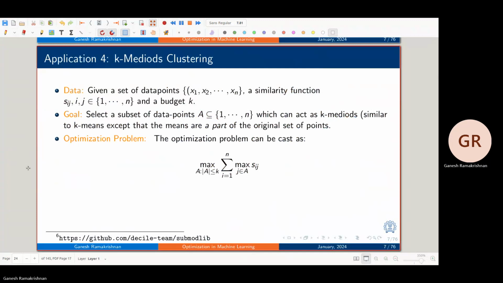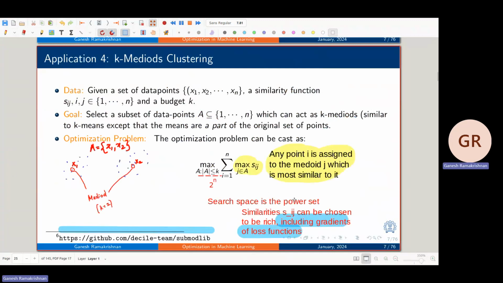Okay, so just to help you visualize this again, what is this yellow part doing? Any point i is assigned to the medoid j which is most similar to it. That's what the yellow part is doing. What is the red part outside the max doing? It's searching over all 2 raised to n possibilities, the overall power set elements. The search space is the power set, and it picks the set of facilities which cater to all the cities as well as possible.